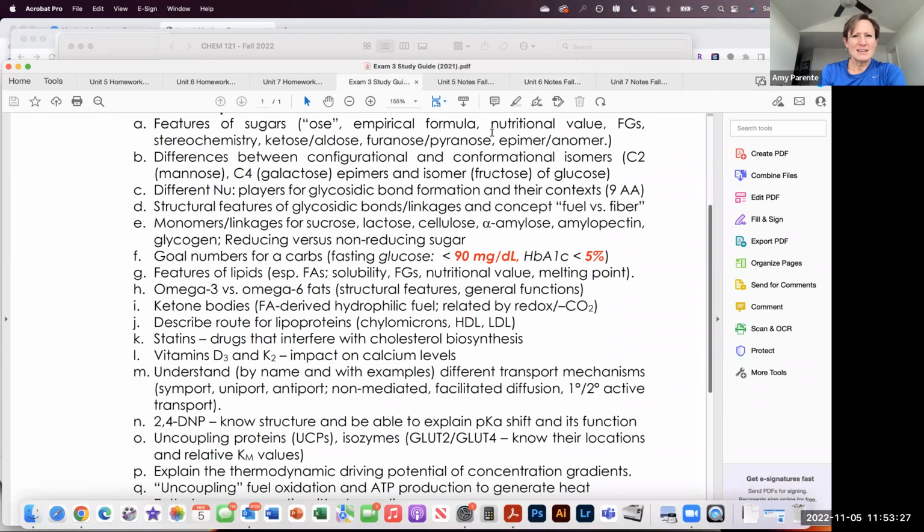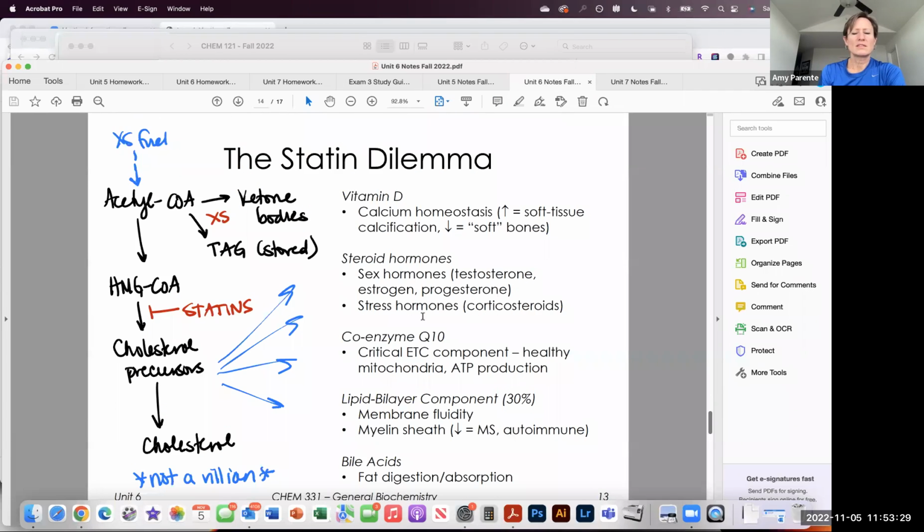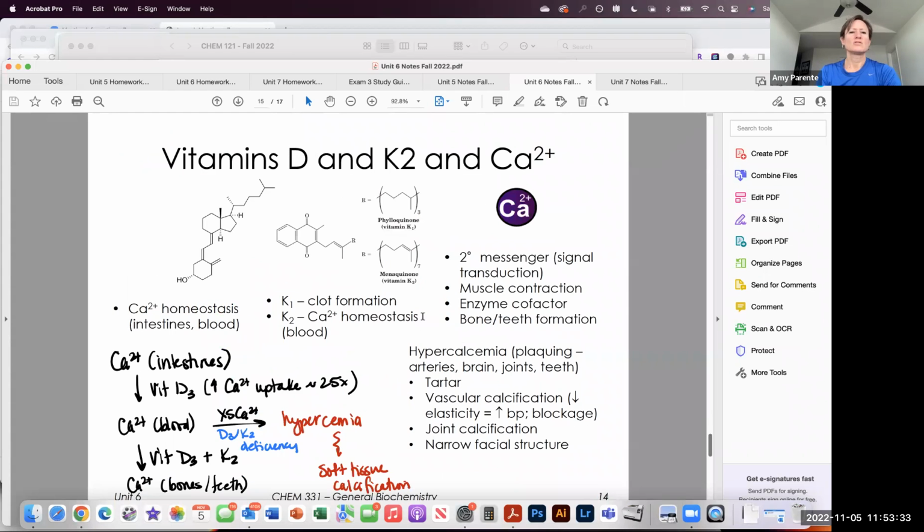Sort of the last thing that we talked about with our lipid unit was moving into talking about a couple of fat-soluble vitamins, vitamin D and vitamin K, and their impact on calcium homeostasis. So, important things to remember. Vitamin D is necessary to get calcium out of your GI tract and also into your bones. But the important piece is K2 is also important for getting it from your blood into your bones.